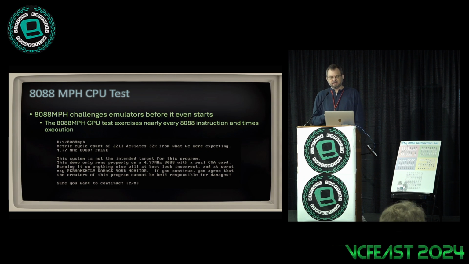Before you even start it, it does a CPU test. It runs through pretty much every 8088 instruction, times the whole business, and yells at you if you're inaccurate. This is an example from DOSBox. Not throwing shade at DOSBox, but DOSBox does not attempt to be cycle accurate, and we're 32% off. Every instruction that runs in DOSBox is assumed to take the same amount of time, which is not how the 8088 works.